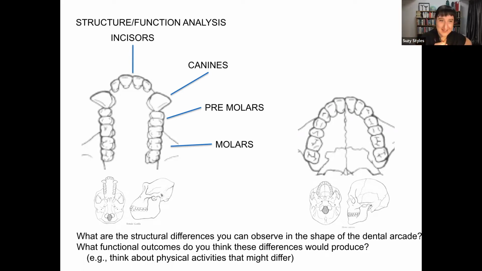And you might like to think once again about what structural differences you can observe between the shapes of the dental arcades of these two primates. And then for every structural difference you observe, can you hypothesize about the functions that would be different? I'll give you a moment in case you want to pause the video.